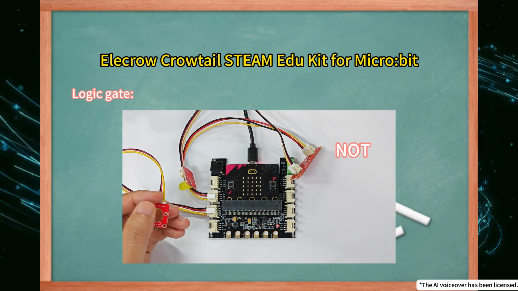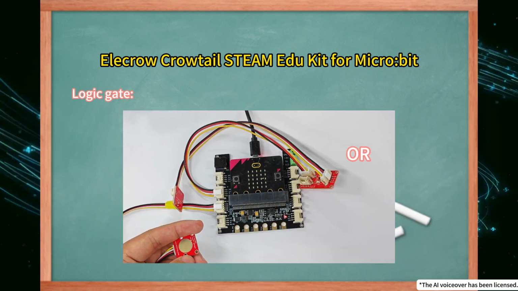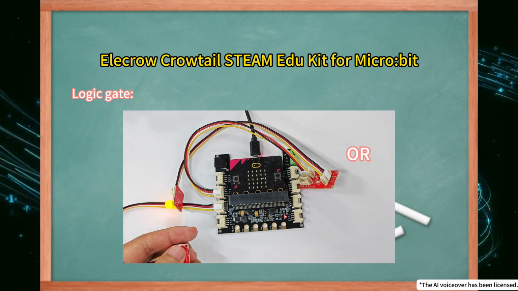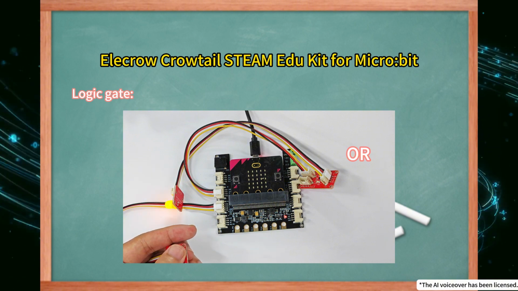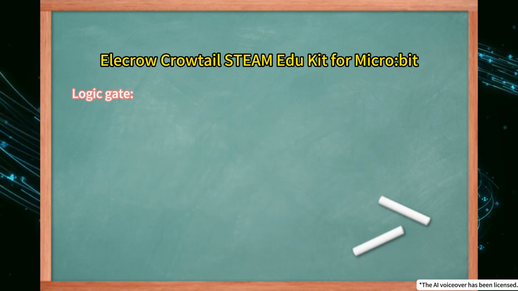The LED goes off when the finger touches the touch sensor. Then look at the effect of the OR module. When the finger touches the touch sensor, the LED lights up. Different logic modules are used here.